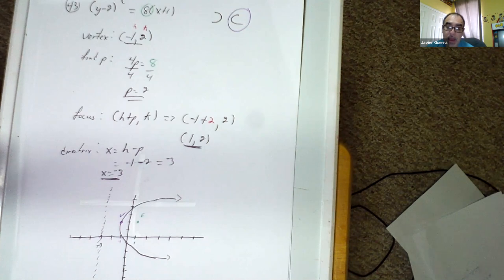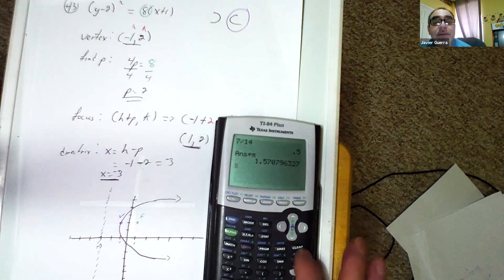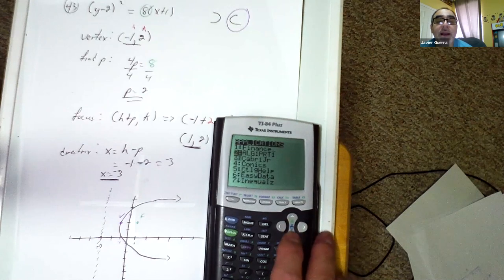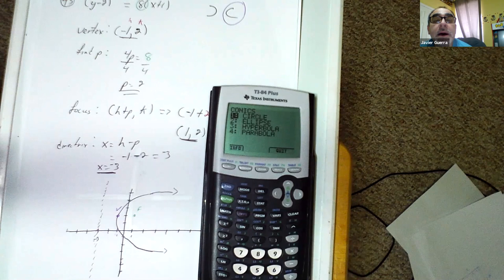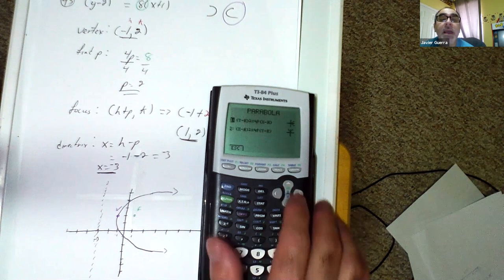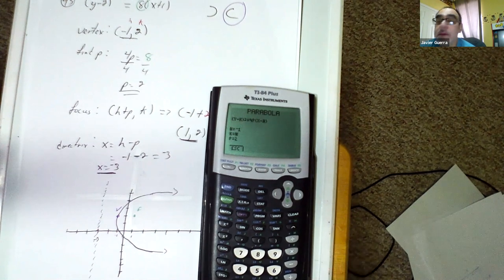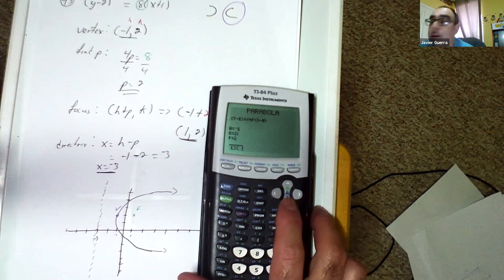I'm going to double check it on my TI calculator. Let's see if it matches up. I'm going to go to apps, Conics, if you guys have that option in your calculators. Scroll down, and parabola, it is the first one. I'm going to enter my H and K, negative 1, 2. P, why is it every time we do these problems, P is always so weird? Graph.